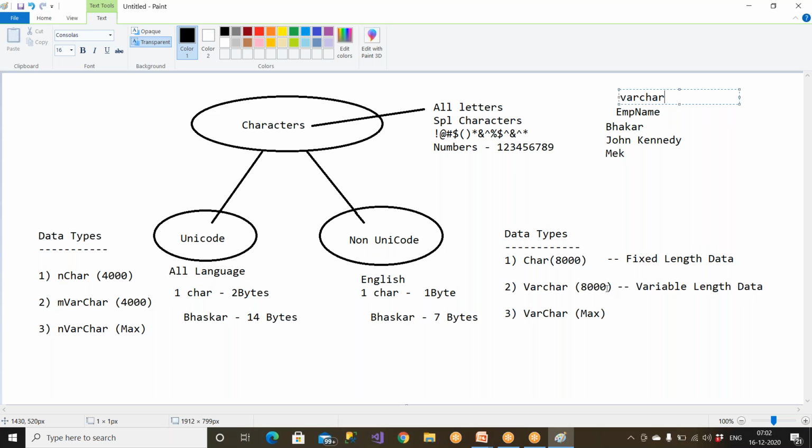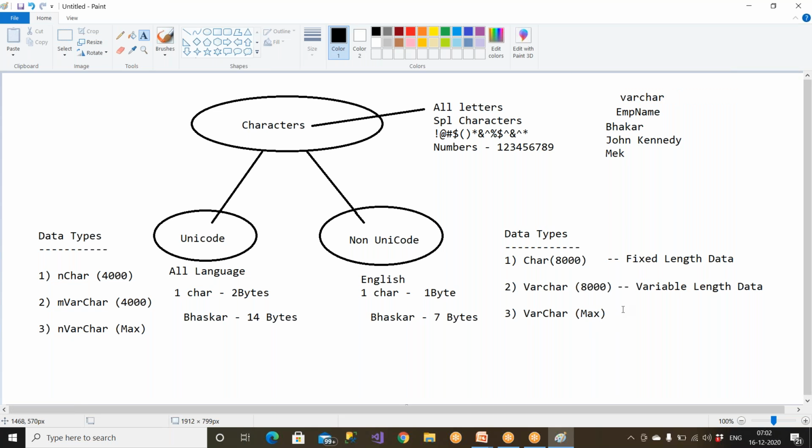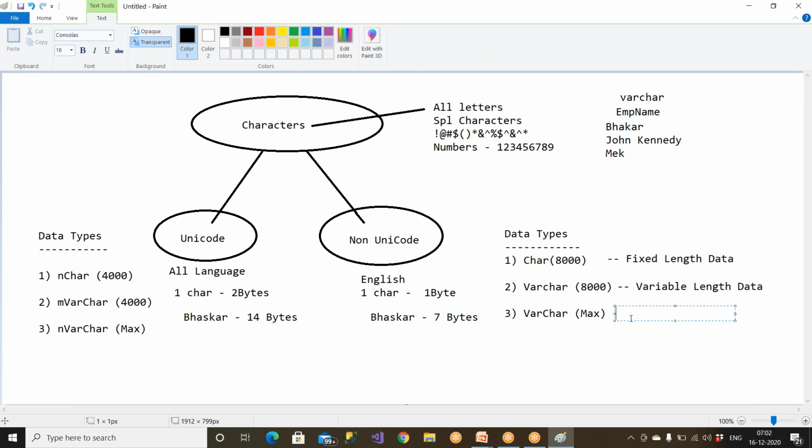So you can store data of not more than 8 kilobytes. However, sometimes the data may come with more than 8,000 bytes. That is where varchar max comes in. Max does not mean unlimited data. There is a limitation of up to 2 GB of data.